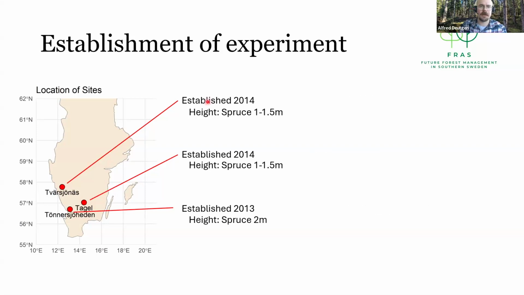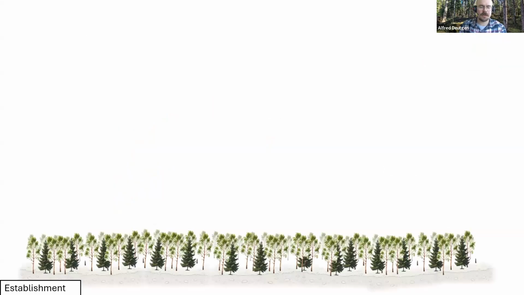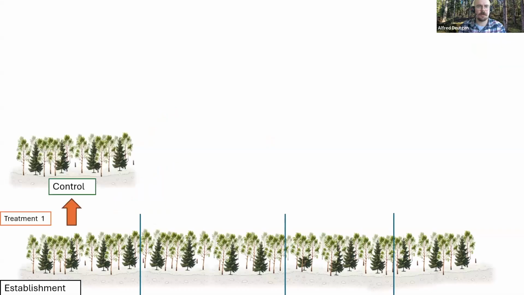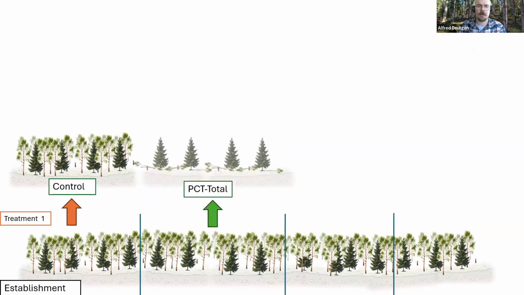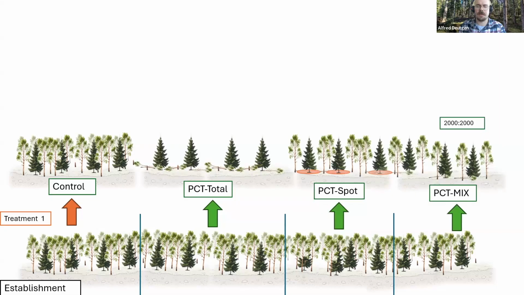And in the establishment, the first pre-commercial thinning was done, and then a second pre-commercial thinning was done later, and then remeasured, and then remeasured again in 2024. So the treatment we have: the establishment site, we split it up into 4 parts. We do the first pre-commercial thinning, and we have a control where nothing happens. We have where we remove the birch. We do a spot treatment, and also a mixture where we keep 2,000 plus 2,000 stems per hectare.